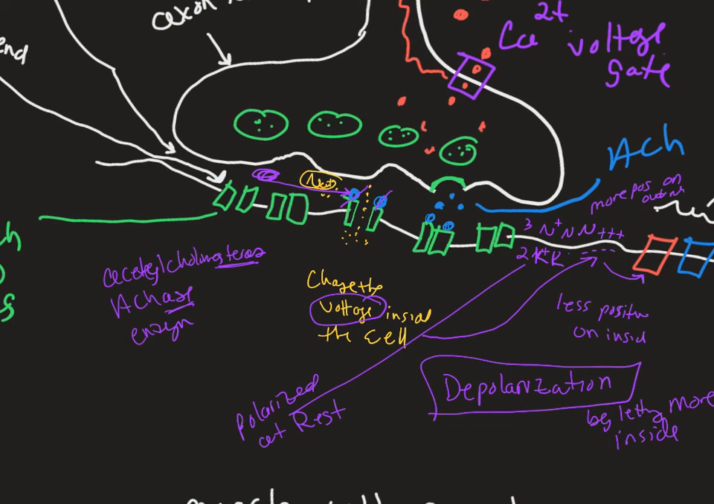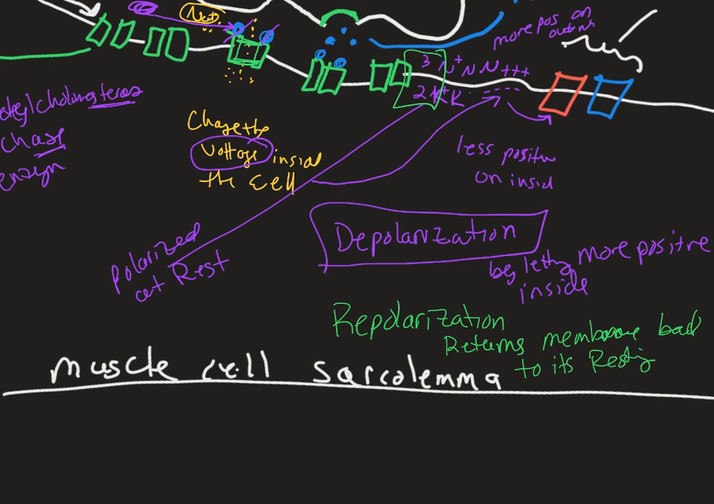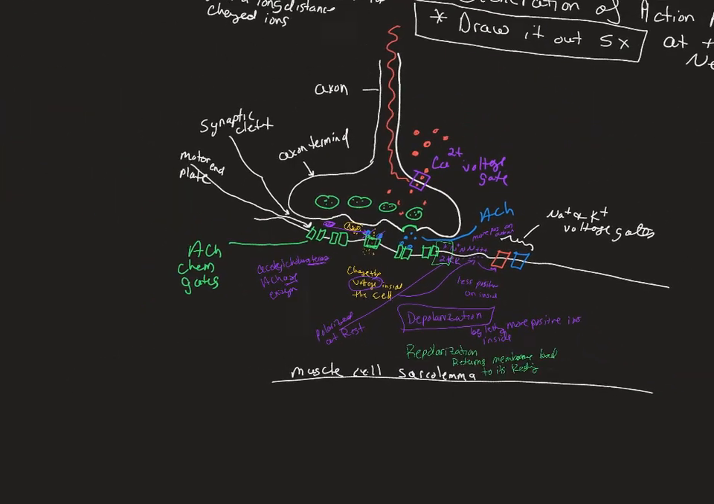And when it cleaves it, it closes these gates. As you close the gates, there are various mechanisms, but basically it's going to restore this 3-to-2 ratio of sodium and potassium ions. And as it does that, it's called repolarization. All right. So repolarization returns the membrane back to its resting state. Okay, so I want you to remember this acetylcholinesterase as well.